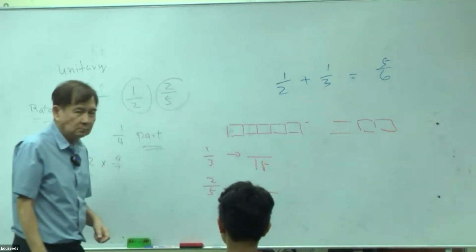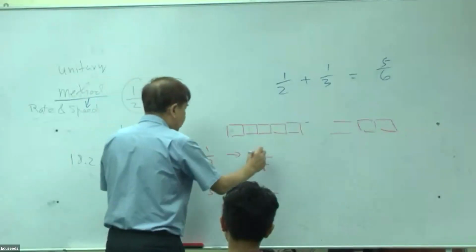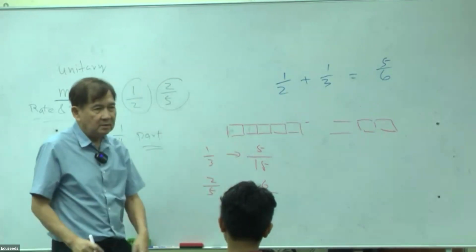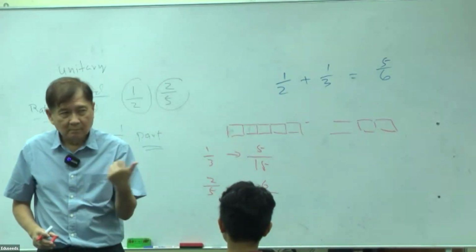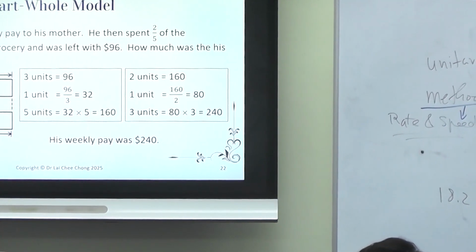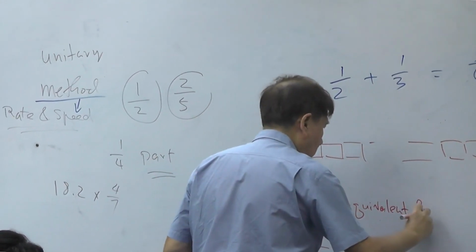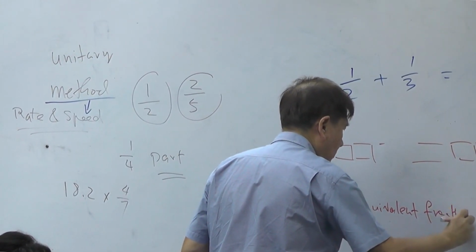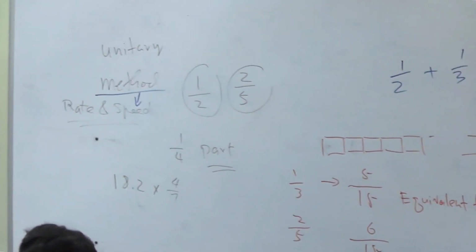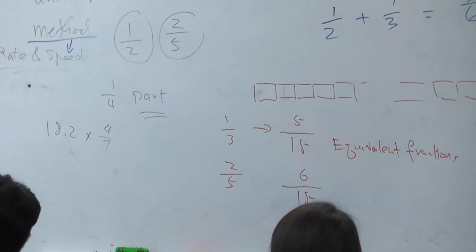Am I right? So therefore, they must know what they need to do to make this. This will be a 5. Am I right? And this will be a 6. What do you call this fraction? There's a name for it. It's called what? Equivalent fractions. That means 1/2 is the same as what? 2 over 4, same as what? 3 over 6, same as what? 4 over 8. Am I right? They're called equivalent fractions.